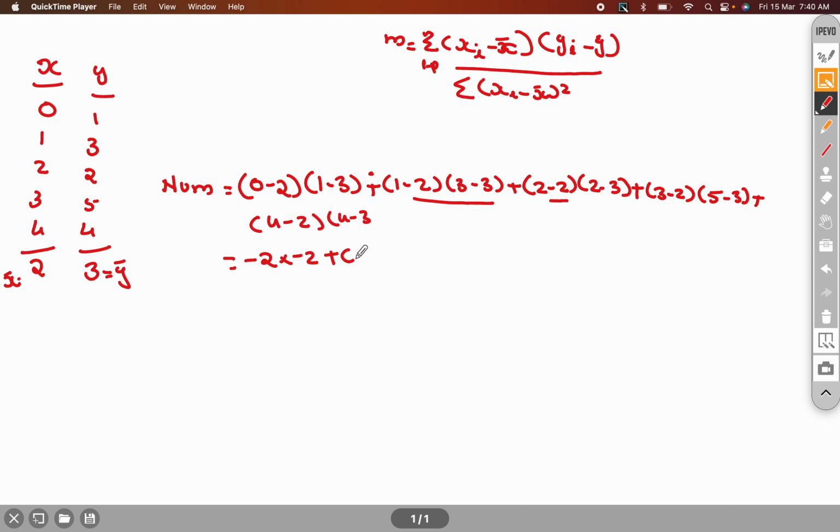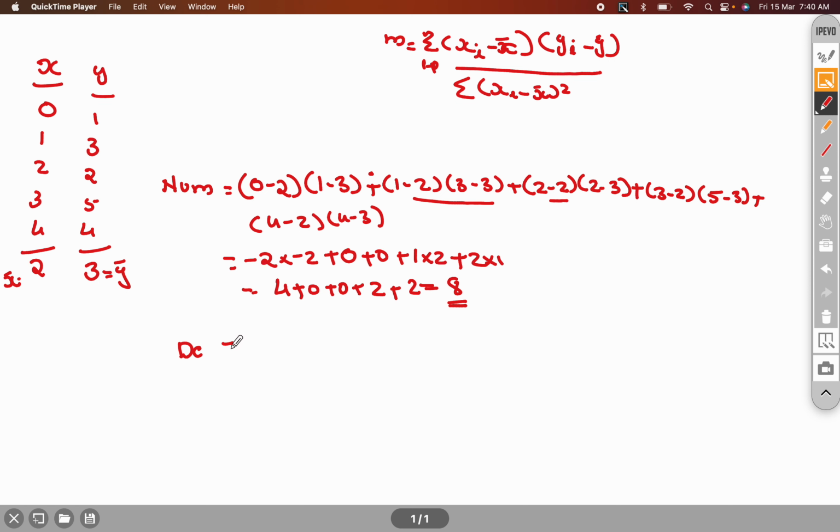Then we have 0 plus 0 plus, then 3 minus 2 is 1, so 1 into 2, plus we have 2 into 1. So if you calculate, this is minus 2 into minus 2, which is equal to 4, plus 0 plus 0 plus 2 plus 2. So the numerator value is 8: 4, 6, 8.